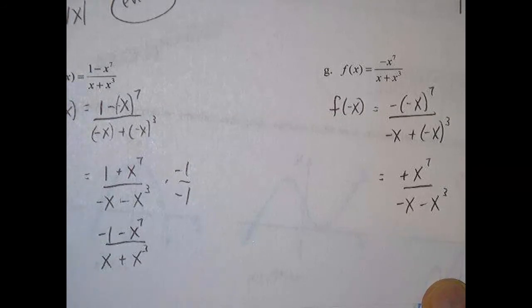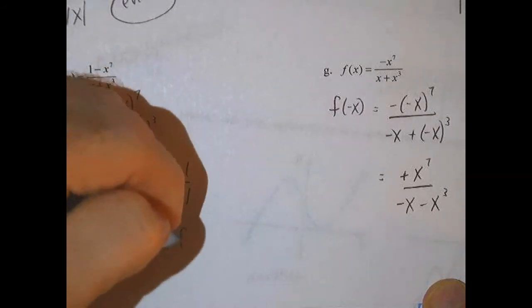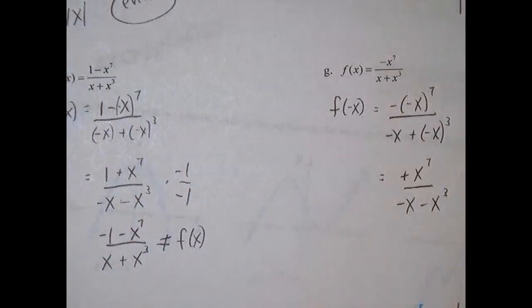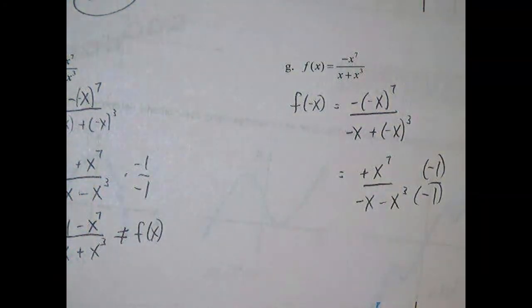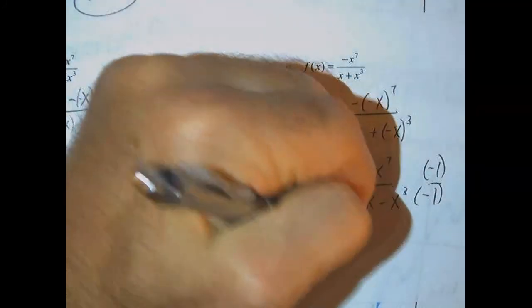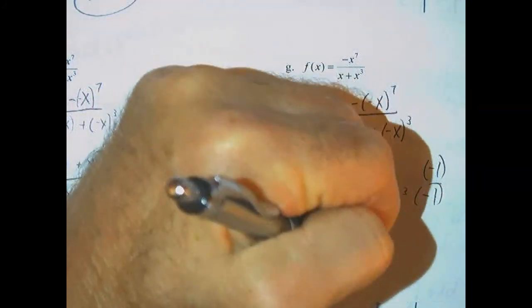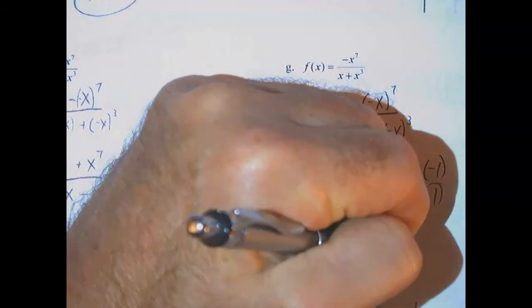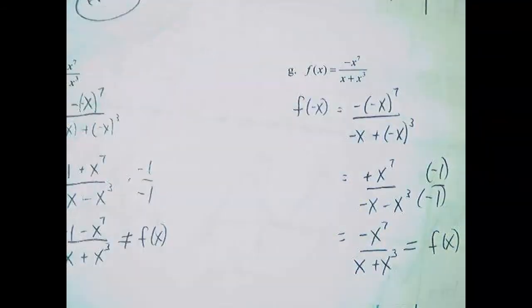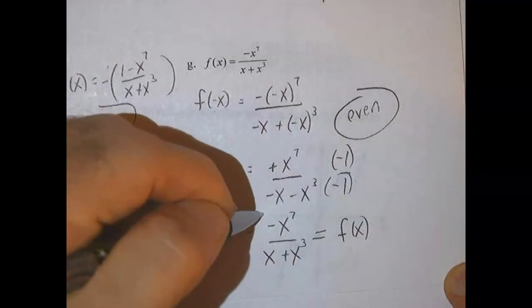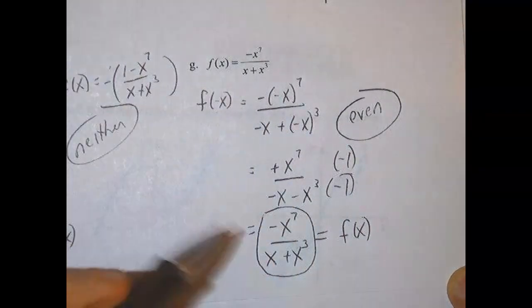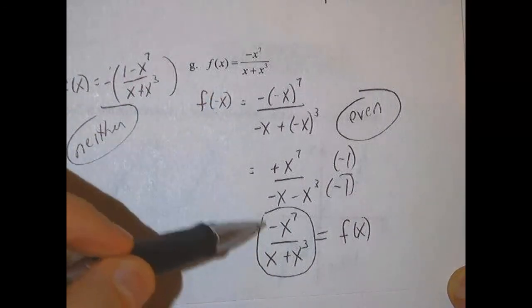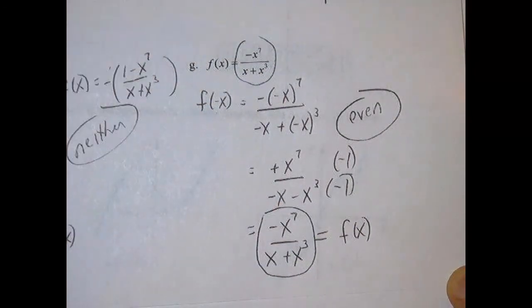Okay, so this is definitely not f of x. We can still look to see if it's odd in a second. But let's do the same thing over here. Let's multiply this by negative 1 over negative 1, which again just changes the sign of every single term. So this time we get negative x to the 7 over positive x plus x to the 3rd, and that is exactly the same thing as f of x. So yeah, as we can see here, f of negative x is the same thing that we started with, f of x, so they're the same.